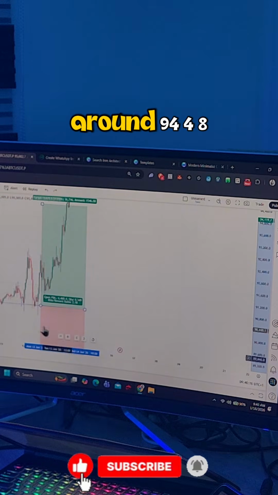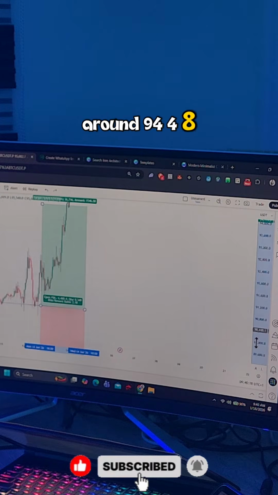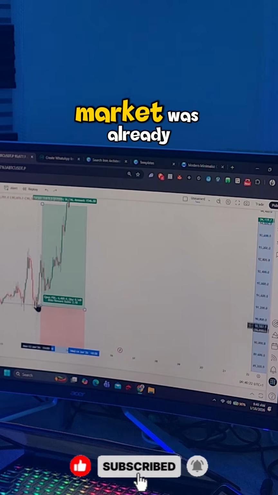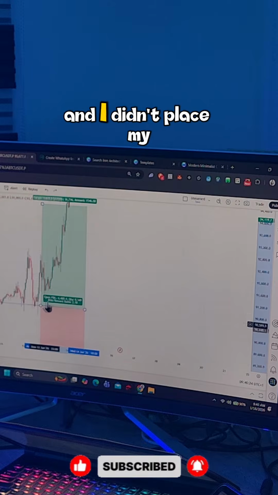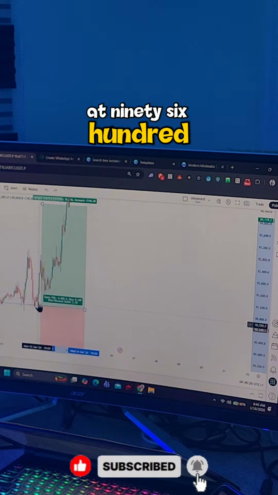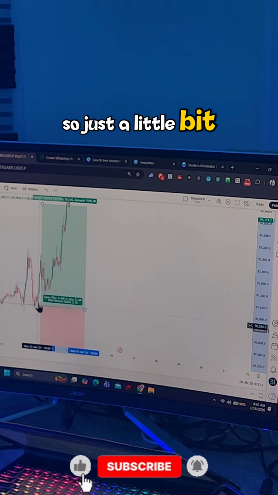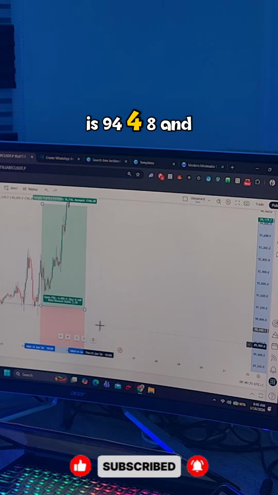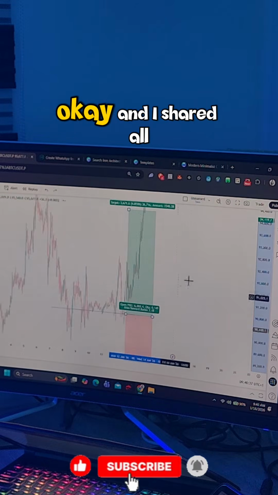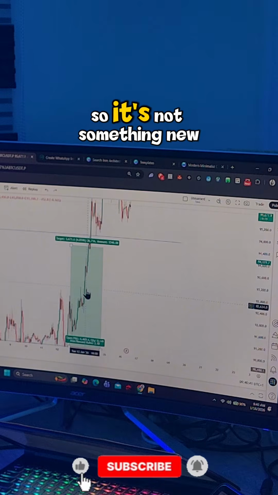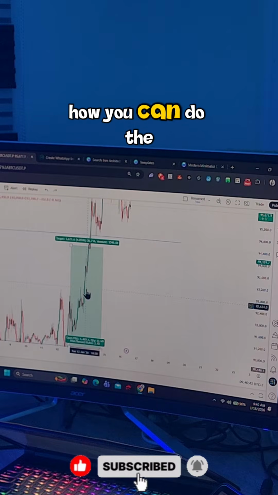So I had my entry around 94,480, but I think I entered at 96,000, because when I checked, the market had already picked up the entry and I didn't place my limit order, so I had to enter just a little bit above my entry. You can see this is 94,480 and I entered at 96,000. I shared all of this analysis on our Telegram channel, so it's not something new, but I'm just showing you how you can do the same thing.